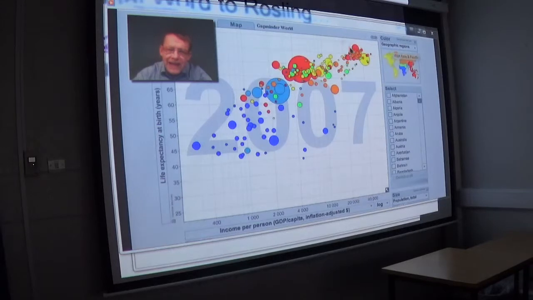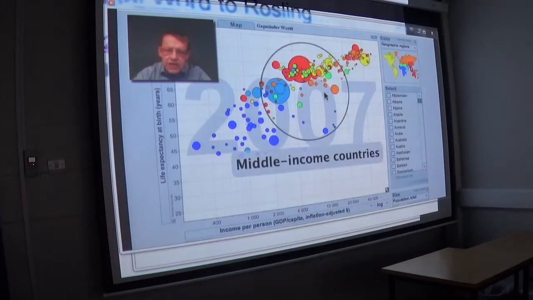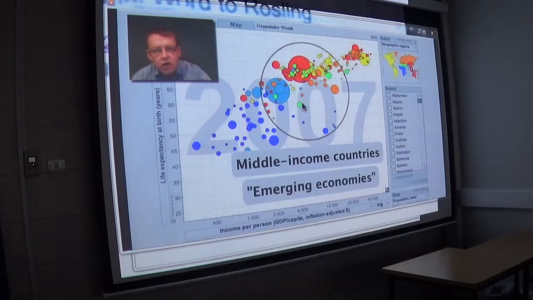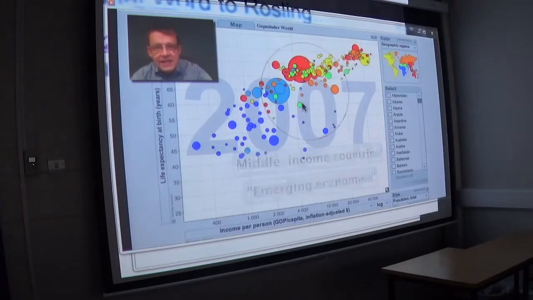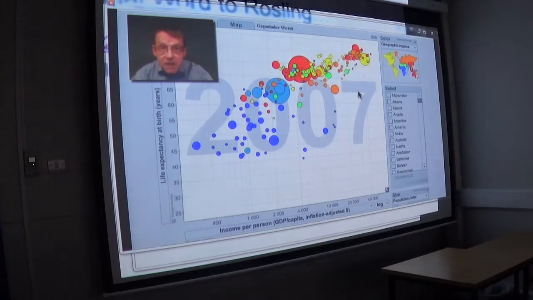Some call it a flat world. It's not really flat. But what's meant with that expression is that the middle-income countries here, also called emerging economies, they have now a relatively good health, basic education for all, and some have very good education, are very capable, and they can compete with the high-income countries in a completely new way, which we especially see now during the financial downturn.